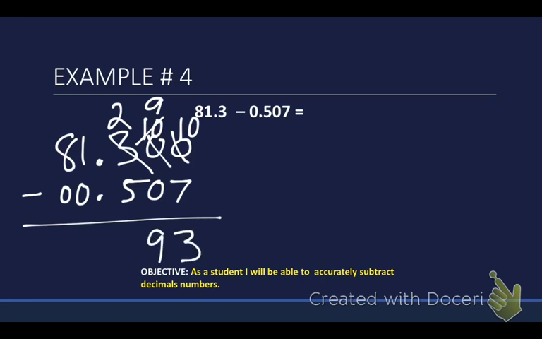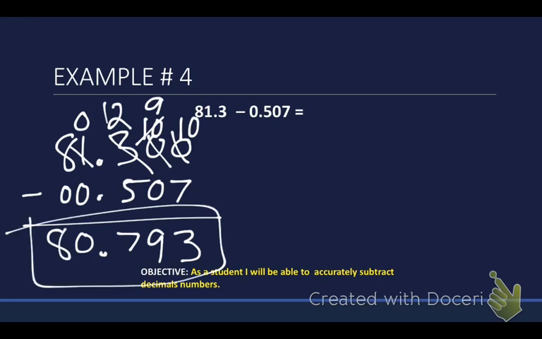2 minus 5 can't do. Borrow from it. That one becomes a 0. This one becomes a 12. 12 minus 5 is 7. 0 minus 0 is 0, and 8 minus 0 is 8. Congratulations. Our answer is 80 and 793 thousandths.